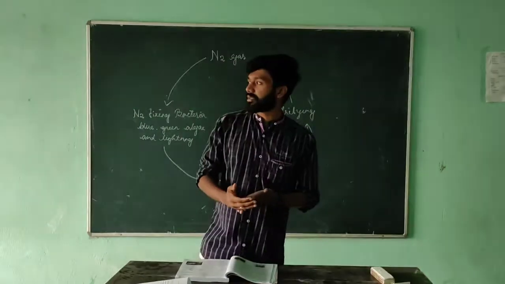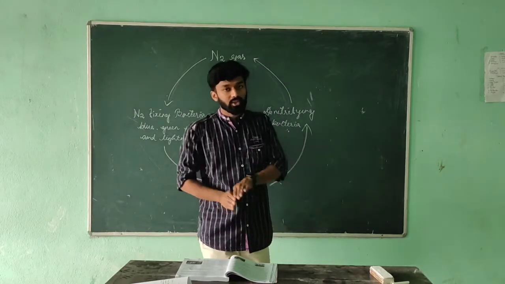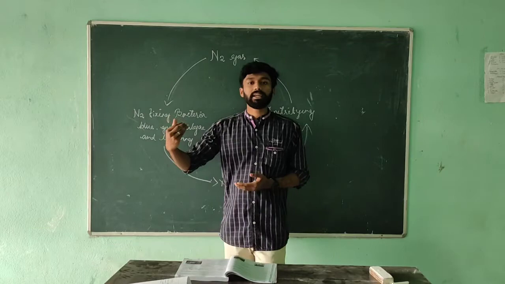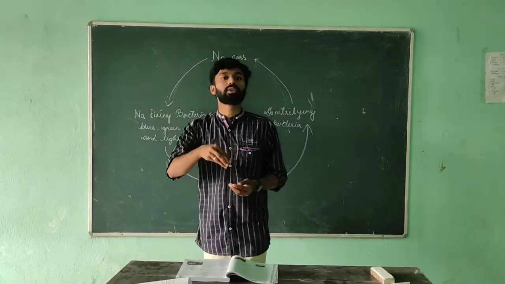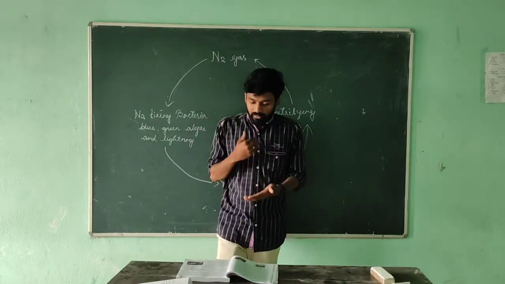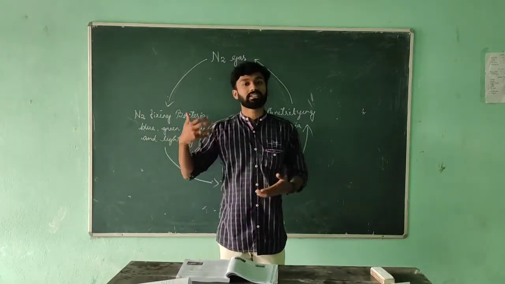We have seen leguminous plants which have rhizobium bacteria in their root nodules. What happens is that these bacteria fix atmospheric nitrogen into the soil, or into the roots of these leguminous plants. Not only rhizobium, there are also blue-green algae. Then by lightning also, nitrogen can be fixed.